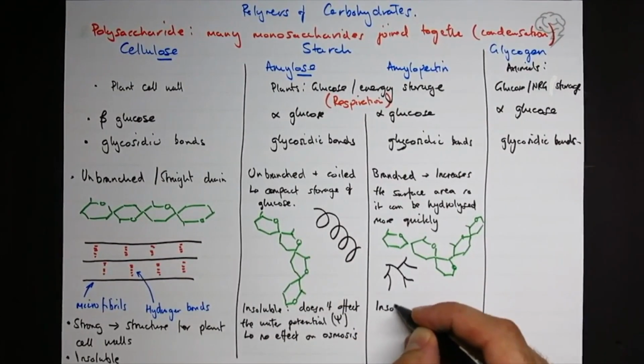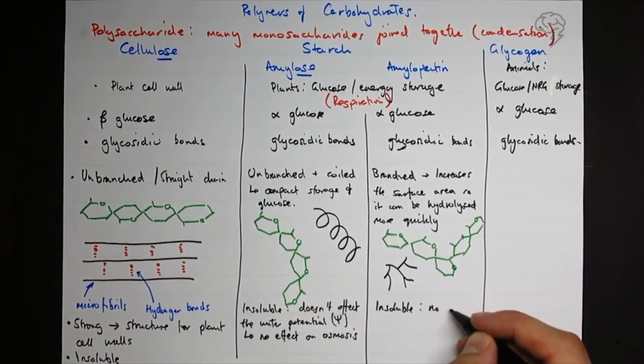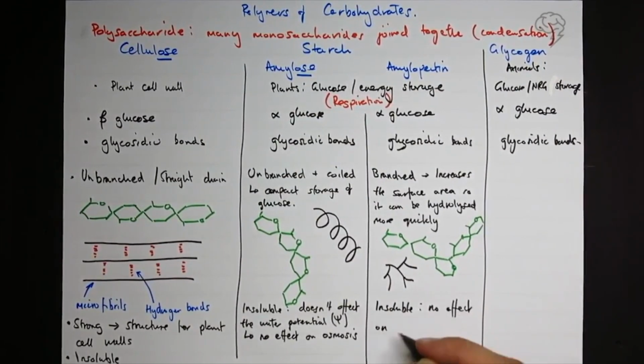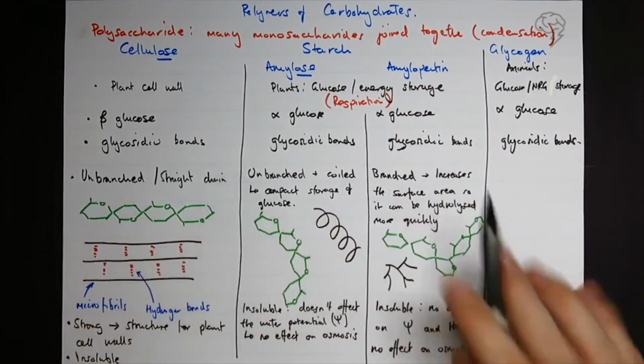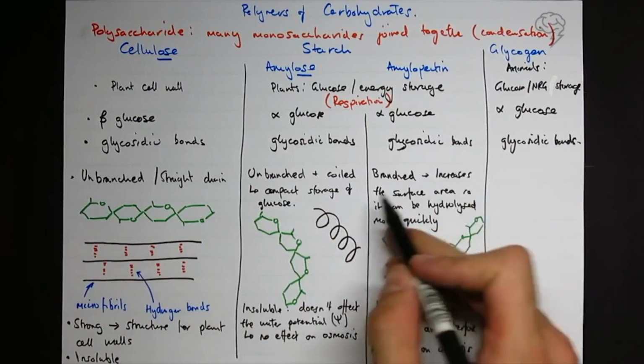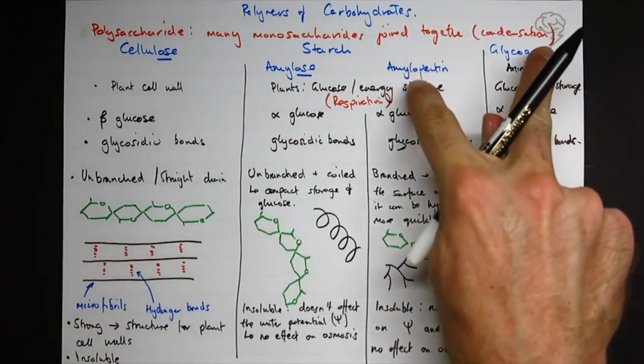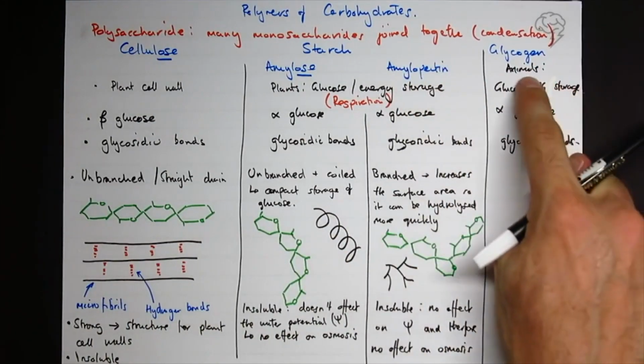It is also insoluble, has no effect on, this time I'm just going to use the symbol, and therefore no effect on osmosis. Now this takes us to glycogen. I've left this column a little bit narrower. Sorry if you're copying this live, it shouldn't make too much difference. There's just a little bit less writing. The only difference between amylopectin and glycogen, there's two. In fact, I'm lying to you.